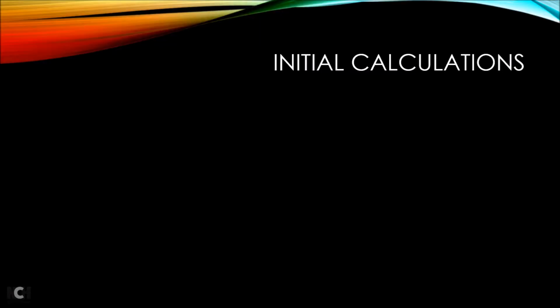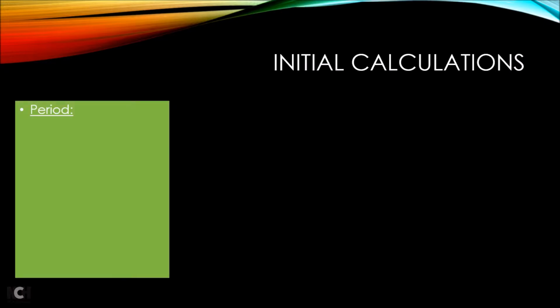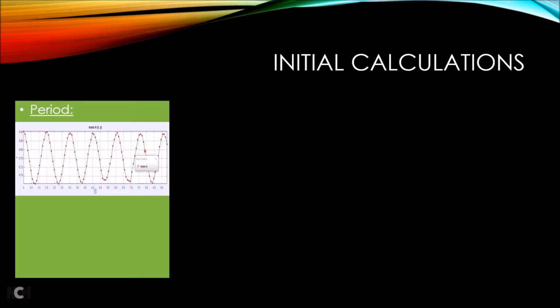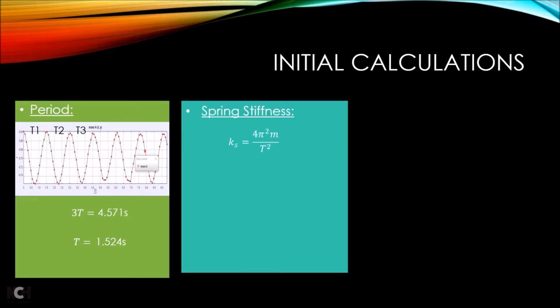Okay, so now we need to use the information from Tracker to gather some initial calculations. First, we need to find the period of oscillations, which we do by finding the time interval of 3 periods and then dividing by 3 to get that our period equals 1.524 seconds. Then we need to determine the spring stiffness, which we can calculate by using the equation spring stiffness equals 4 times pi squared times the spring's mass over the period squared. When we plug in the necessary values, we get that spring stiffness equals 6.83 newtons per meter.